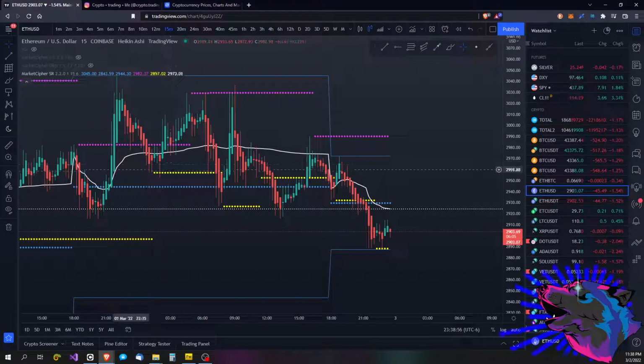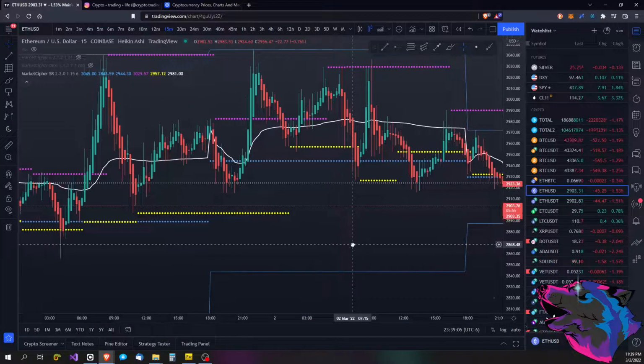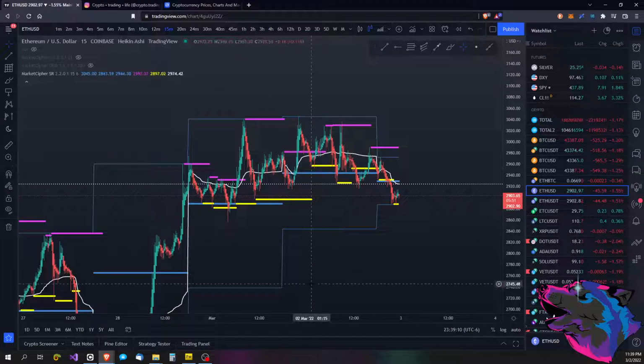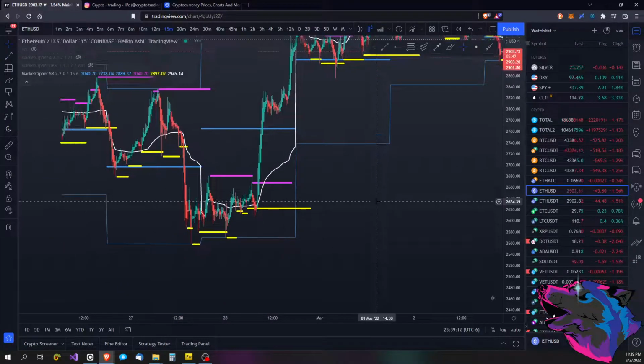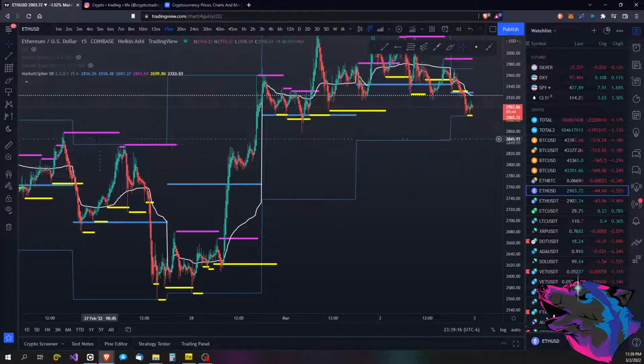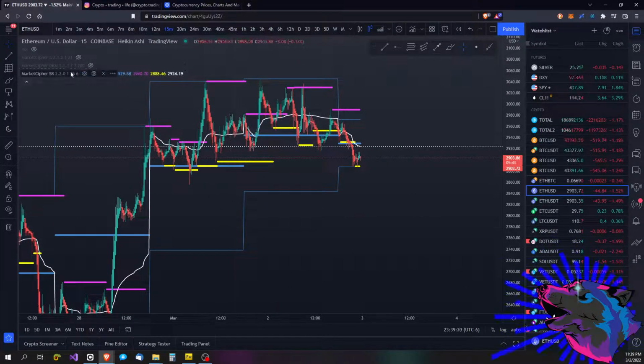But as you can see, we're getting some there, came off of there. And you also get these blue lines. They're just a midpoint between your high and your low. Yeah, resistance, support. Fairly simple, fairly straightforward.